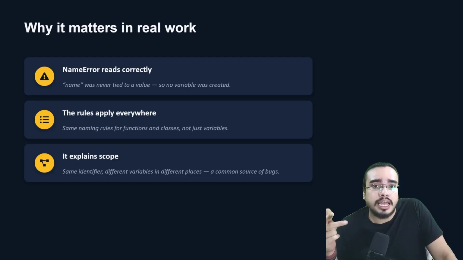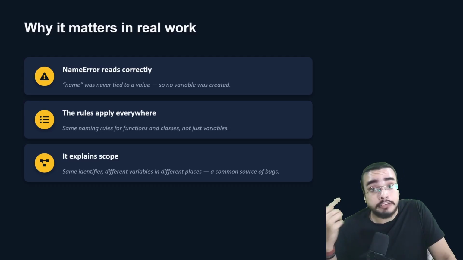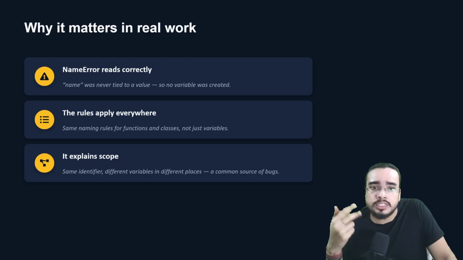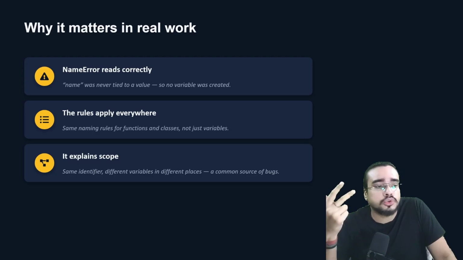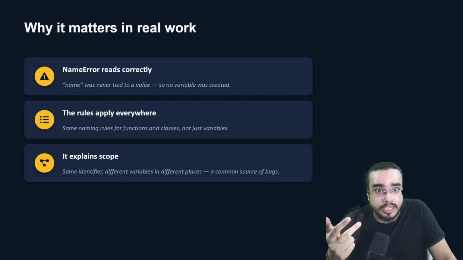Second, those naming rules are identifier rules, which means they apply to every name you create, whether it's a function, a class, or just a variable. You have to follow the identifier rules only. And third is actually very important, I think, is to understand the scope. The same identifier can be a different variable in different places. A lot of confusing bugs can be understood if you understand this concept, because the same identifier can be used in different parts of the code for different purposes. Okay?